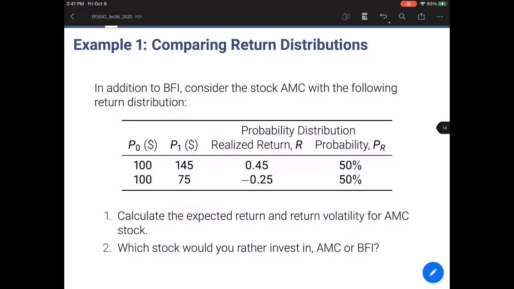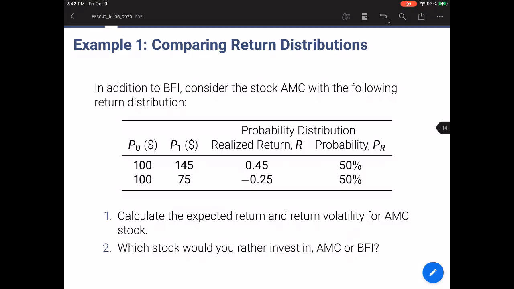We can calculate the realized return by taking the difference, 145 minus 100, and dividing it by the initial price of 100. That should give us 45% realized return if the stock goes up, and a negative 25% if the stock goes down to 75. And we're going to assume that the probability of going up and down are the same, 50-50. Okay, 50% going up and 50% going down. So what this slide is asking you to do now is to calculate the expected return and the return volatility for AMC stock. And then number 2, decide which stock you would rather invest in, AMC or BFI.